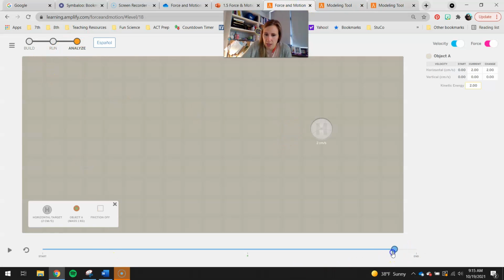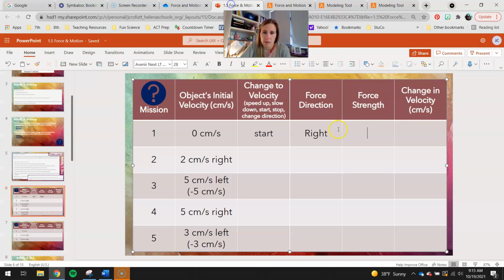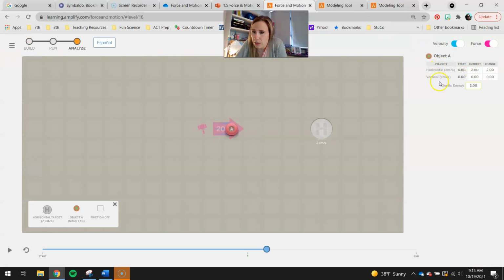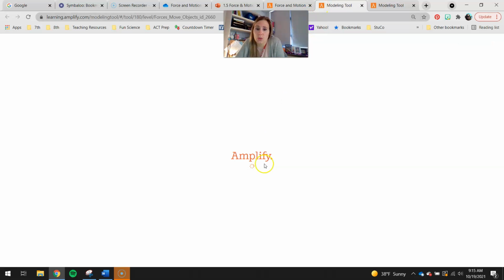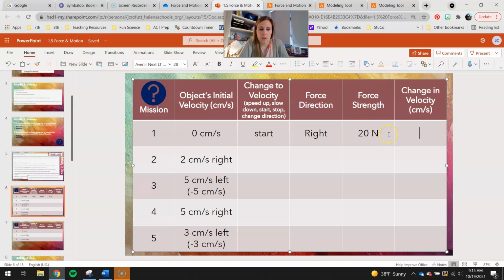So we're going to drag this little timeline back to the point where we exerted our force. And we're going to look and say, all right, our force that we exerted was 20 newtons. Okay, so you're looking for that little number on the pink arrow. So 20 newtons, and then your change in velocity you're also going to find from the analyze. We're going to look right here and say, all right, started out at 0 centimeters per second. It currently hit the target at 2 centimeters per second, so our change is going to be 2 centimeters per second. Sorry, I keep going into the wrong thing. So 2 centimeters per second. Okay, so that's how you guys would fill out that first one.